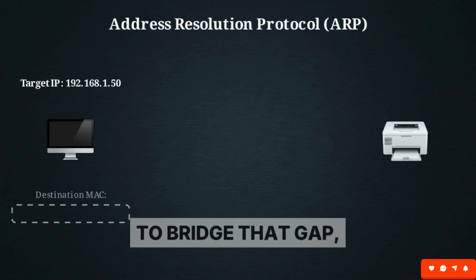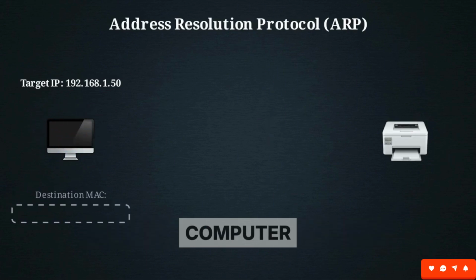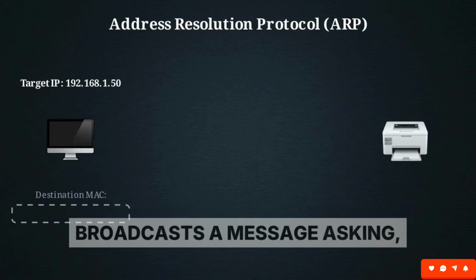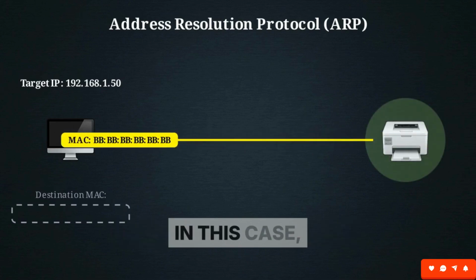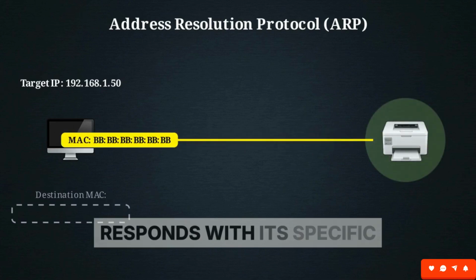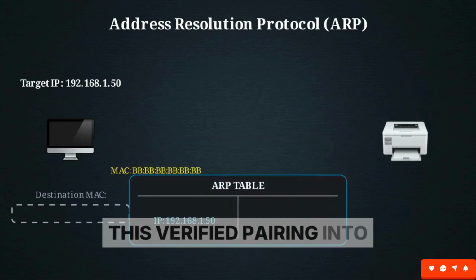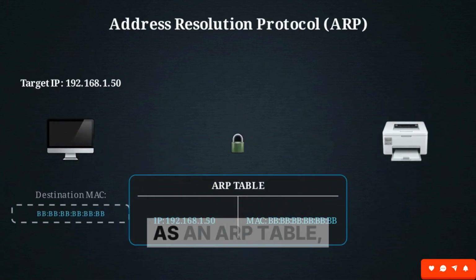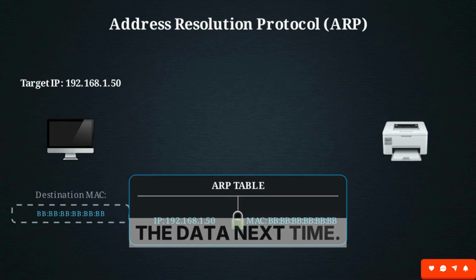To bridge that gap, networks use the Address Resolution Protocol, or ARP. The computer broadcasts a message asking, "Who has this IP address?" And the target device, in this case our printer, responds with its specific MAC address. The computer then saves this verified pairing into a local directory, known as an ARP table, ensuring it knows exactly where to send the data next time.